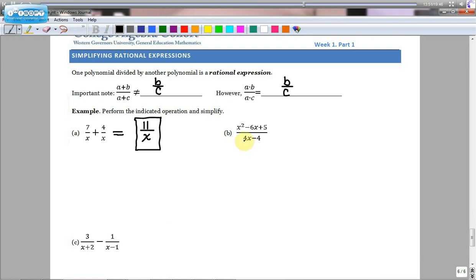Going on to part B. Okay, so for this one, we just want to simplify. We're not adding anything together here. To simplify this, what we need to do is factor the top and factor the bottom, and then hopefully we can cancel something out using this rule that we just went over up here.